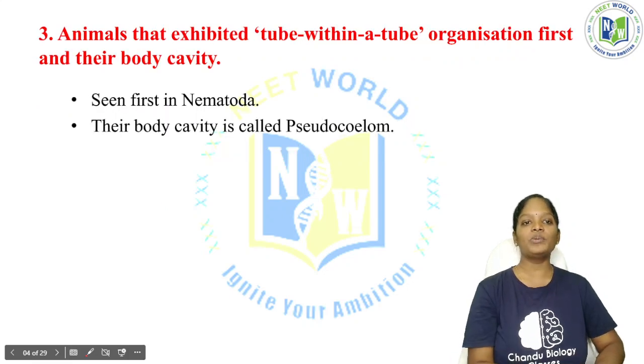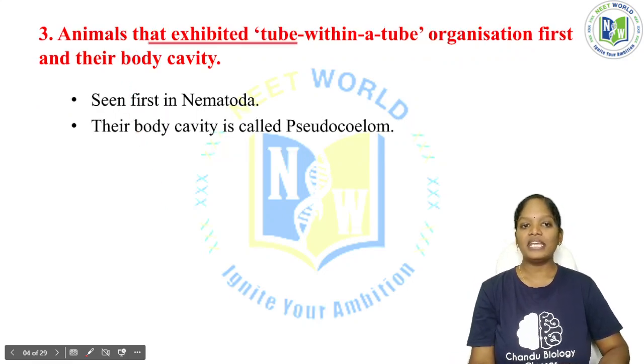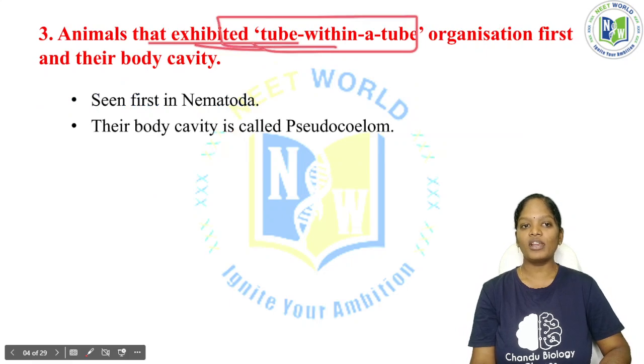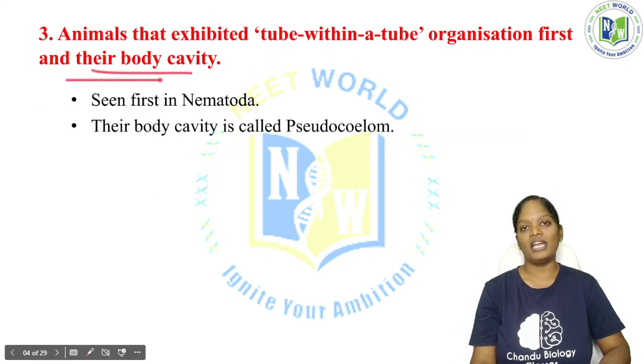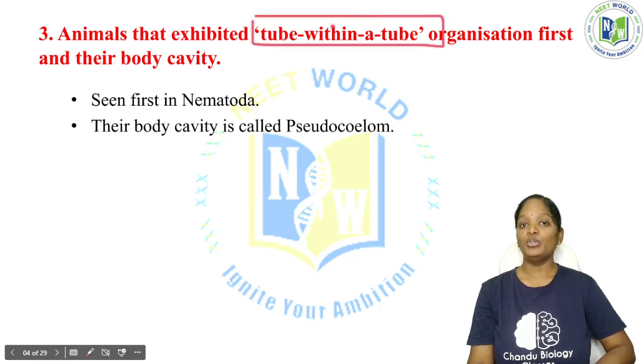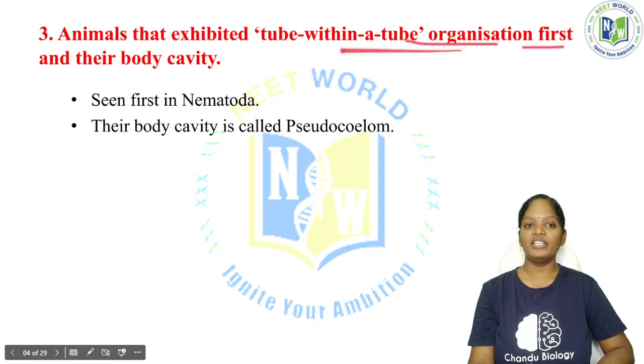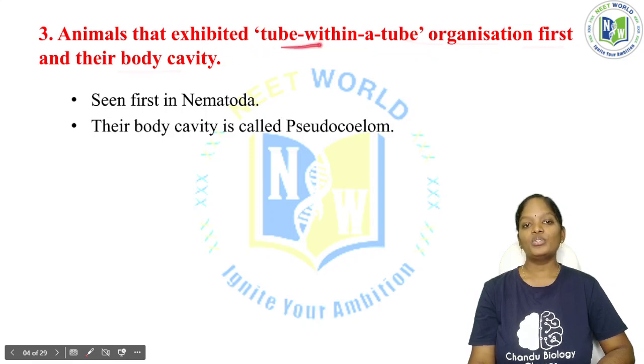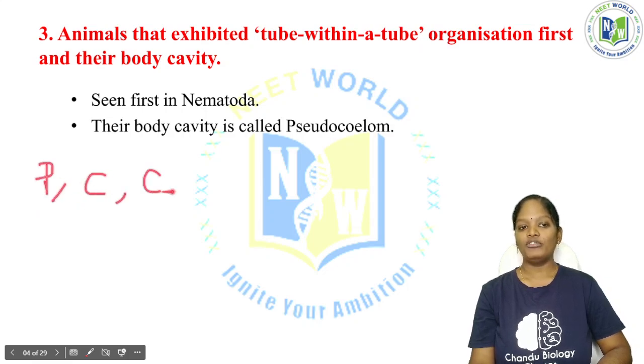Okay, now the third question will be, which animals exhibited tube within a tube organization first, and their body cavity. See, animals exhibiting the tube within a tube organization first, and their body cavity. So you should know where the body cavity will be present. The body cavity will be absent in phylum Porifera, Cnidaria, Ctenophora, Platyhelminthes. Okay, Platyhelminthes.